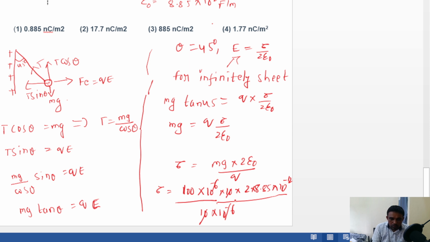Okay, so 100 is there, 10 to the power of minus 12 is there, so 10 to the power of minus 10. 2 into 8.85 is 17.7, so 17.7 nanocoulombs per meter square. Our answer sigma is equal to this. So option 2 is correct.